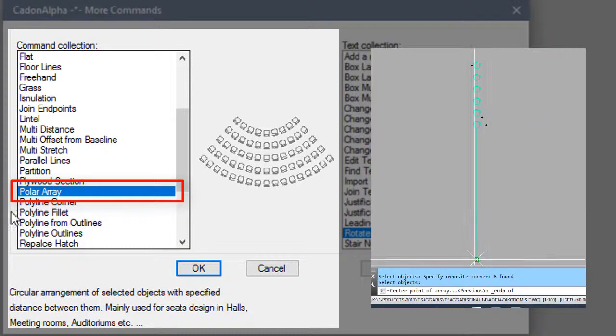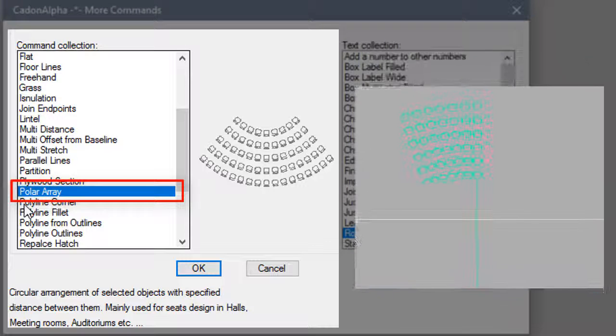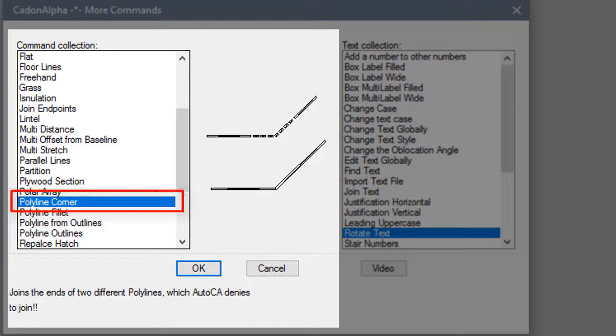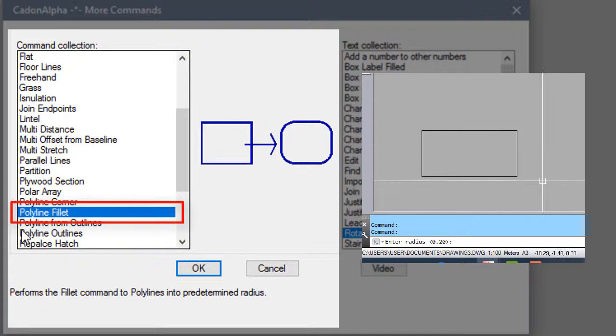Circular arrangement of selected objects with specified distance between them. Mainly used for seats design in halls, meeting rooms, auditoriums, etc. Joins the ends of two different polylines, which AutoCAD refuses to join. Performs the fillet command on polylines with a predetermined radius.